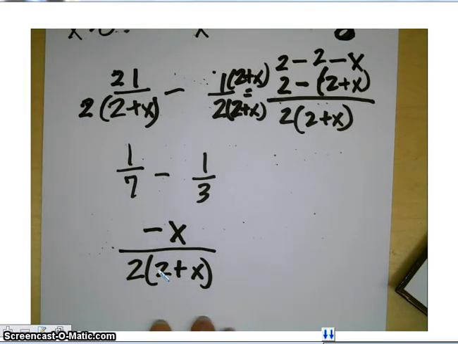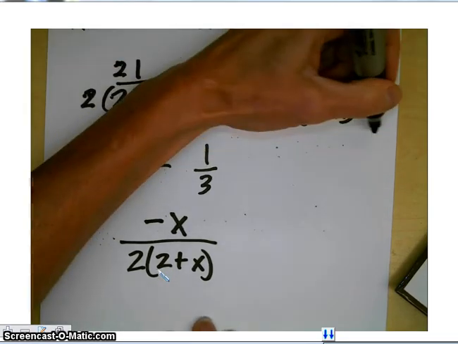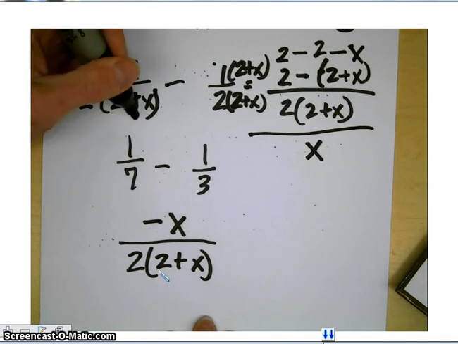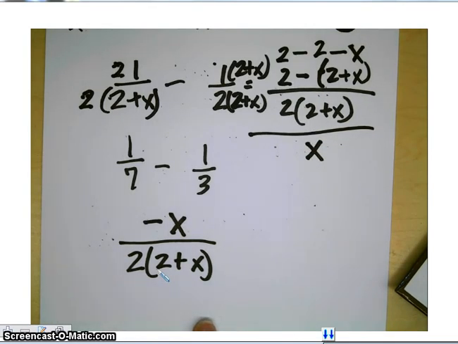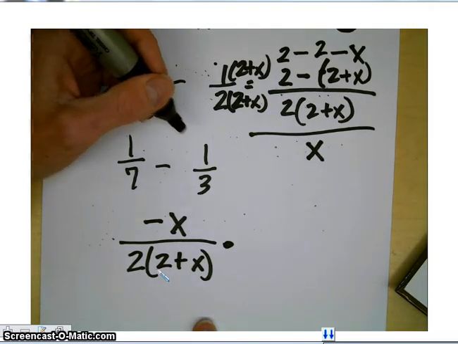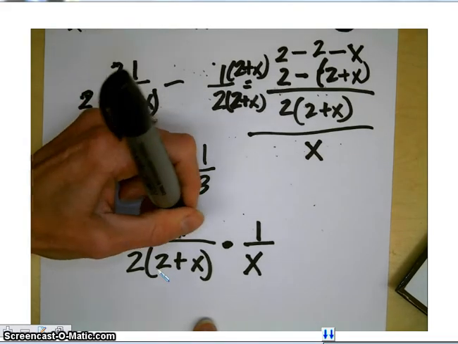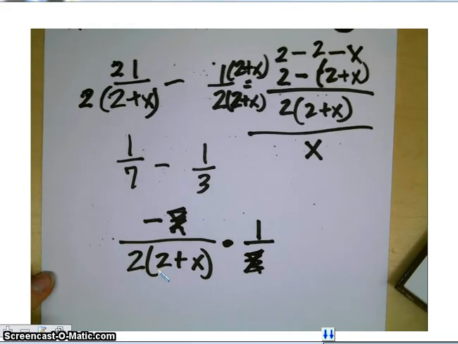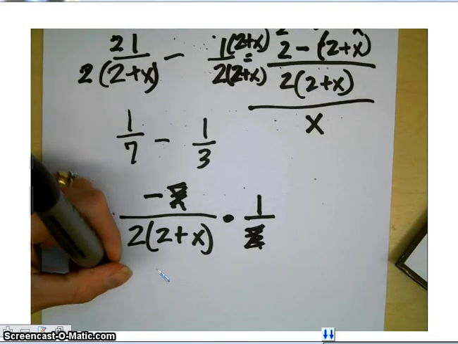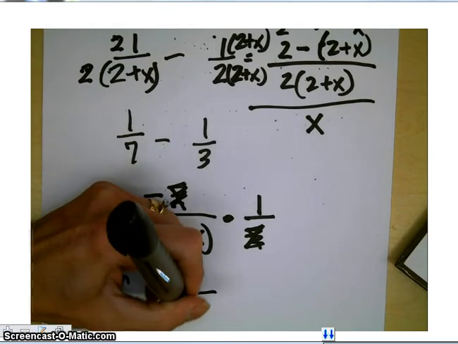Can I simplify this? Oh, whoops, now, what was I only dealing with? The top. So basically I've got this whole mess over x. How do I divide by x? Multiply by the reciprocal of x, which is 1 over x. And what happens to the x's? They cancel. So what function am I really taking the limit as x goes to 0 of? -1 over 2 times 2 plus x.